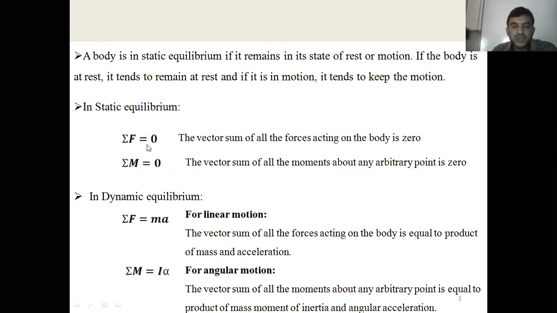Remember these two equations. One is static equilibrium, another one is dynamic equilibrium. Throughout our subject, we use these equations only. Okay? Is there any doubt?